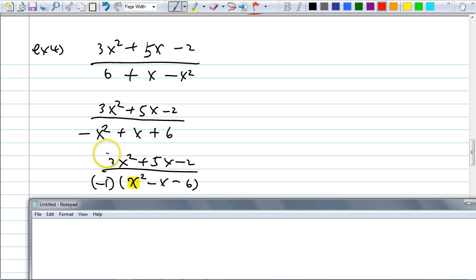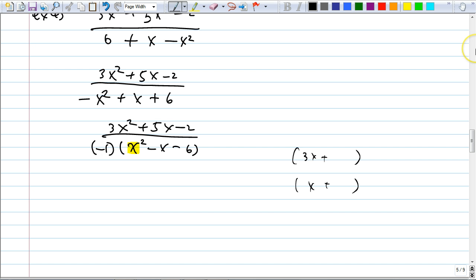Well, it's got 3x squared. So how many ways are there to multiply 2 binomials to get 3x squared? The first term, it has to be 3x and x, right? So how would that work out? Do you still need more time? Oh, okay. Let me give you more time, guys. Figure this out. I'll wait. Go ahead. Here we go.